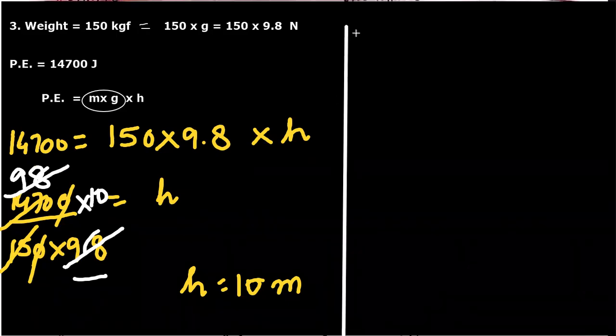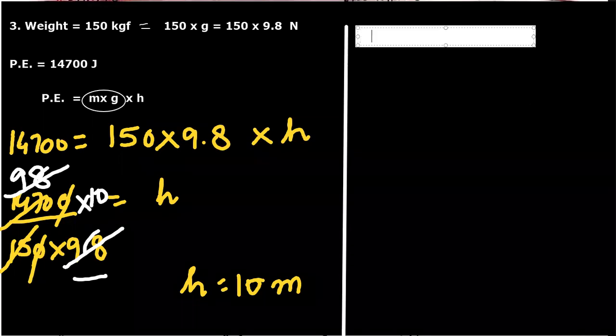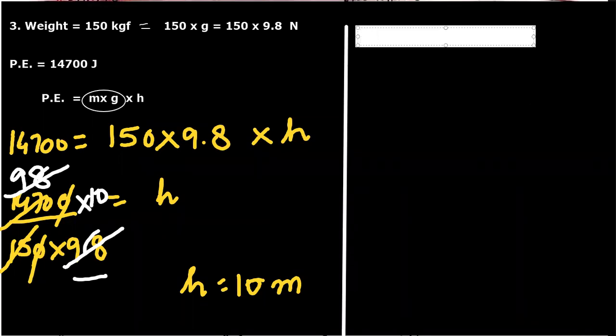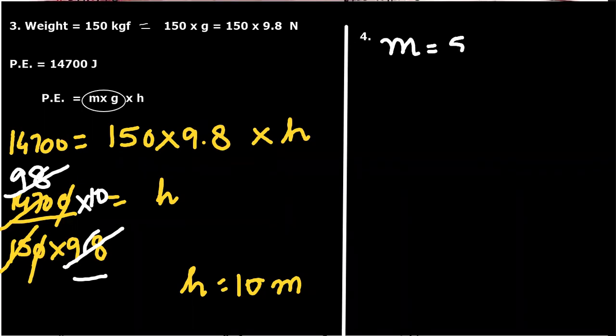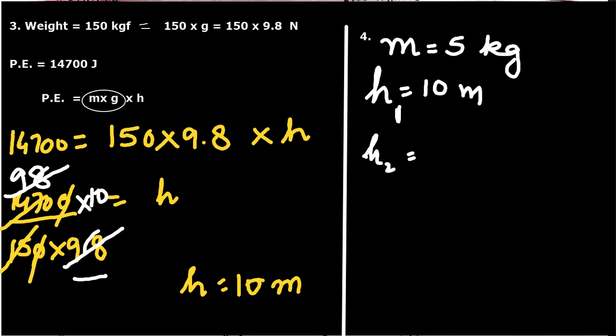Similarly, now question number 4. A body of mass 5 kg, mass is 5 kilogram. It falls from a height of 10 meter to 4 meters. So it is not reaching the ground, it is falling from, let it be initial height, and it is reaching till 4 meter. Now calculate the loss in potential energy. So how to find loss in potential energy?